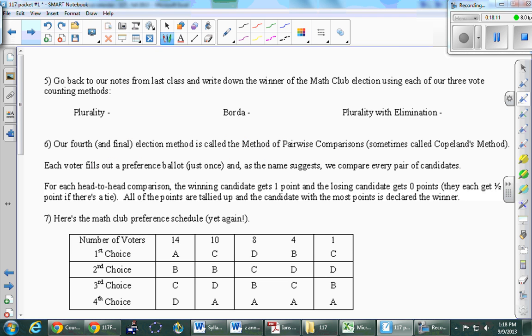Number 5, Evan. Okay, so go back to the notes from the previous class. We've already done this preference schedule 2 different times. We did plurality and we did Borda. Can anybody find it? Who was the plurality winner? It was A. A had the most number of first place votes at the start. But when we did Borda, who was the winner? Was it C? B. B was our winner. Yeah, when we did the Borda method.